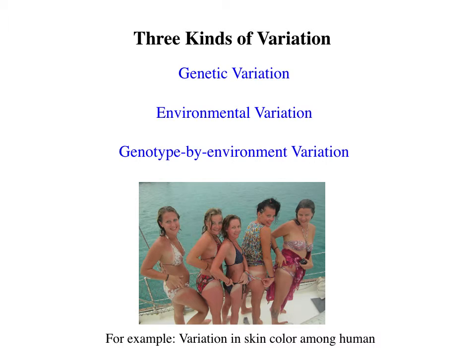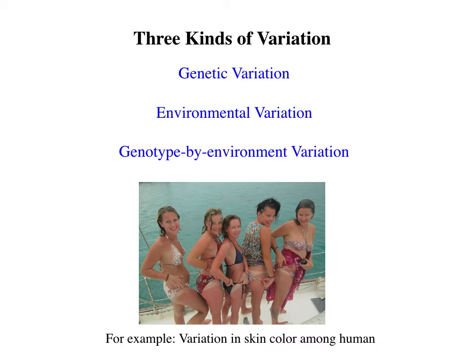So there are really three kinds of variation that we can talk about. We can talk about genetic variation, we can talk about environmental variation, and then we can talk about one that kind of combines the two. This is the genotype by environment variation. The best way to illustrate this is with an example. That example is the variation in skin color among humans.